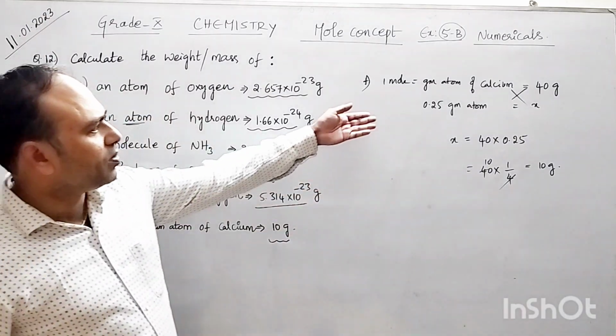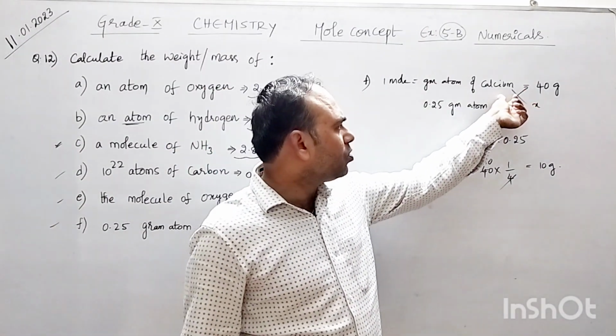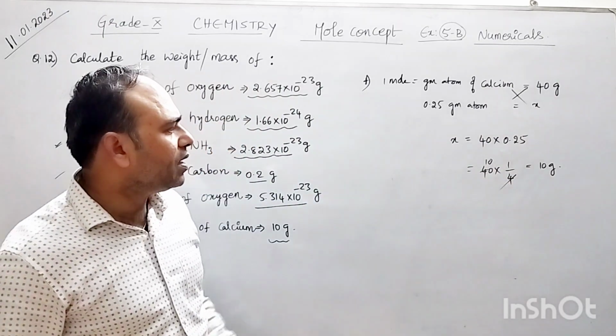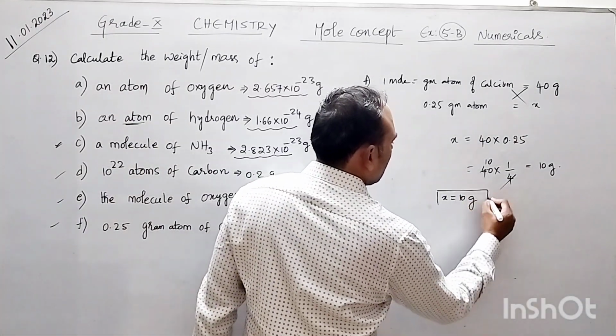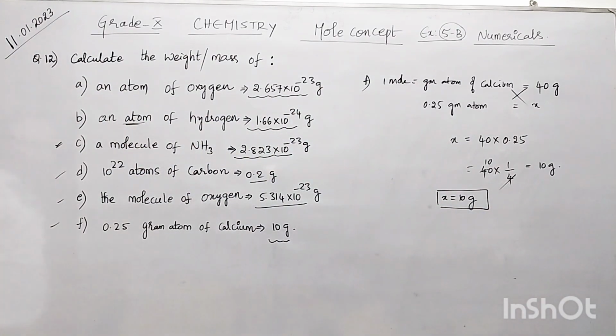1 mole is considered to be the gram atom of any substance. So here it is equivalent to 40. Accordingly, we have calculated that, and X we got as 10 grams. Hope you have understood this. So with this we have completed question number 12. Let us solve question number 13.